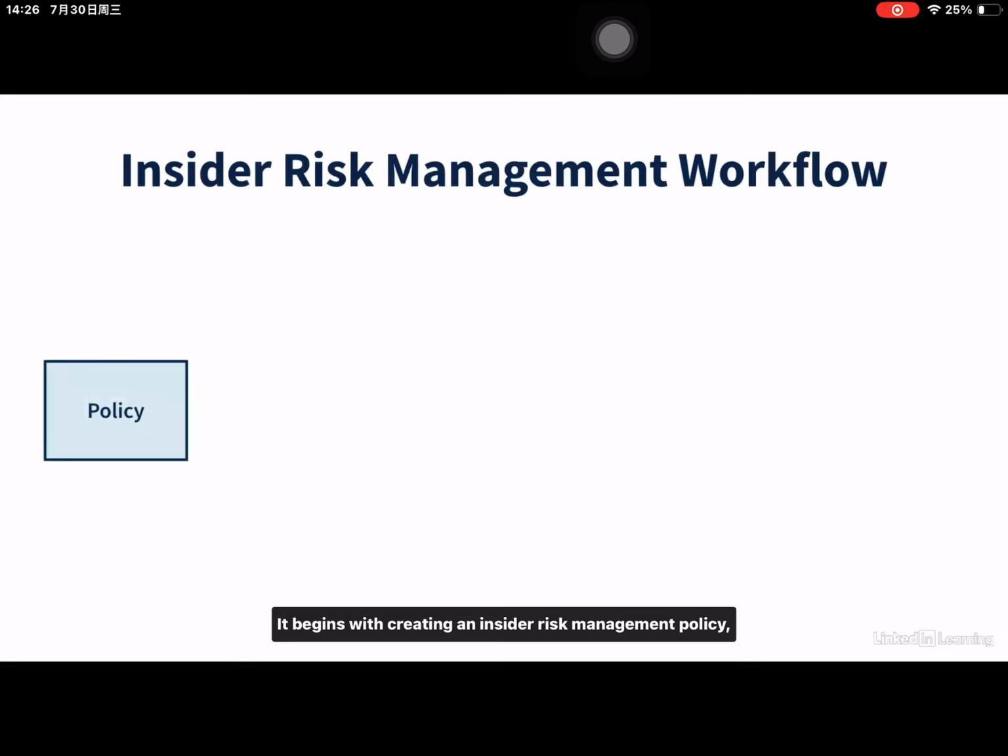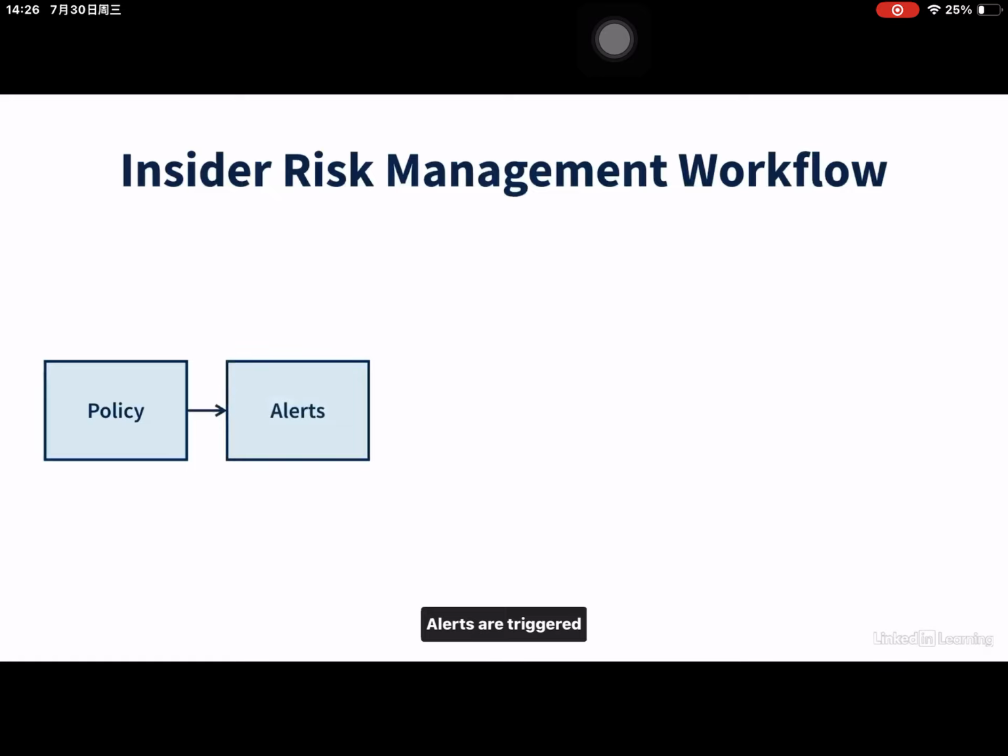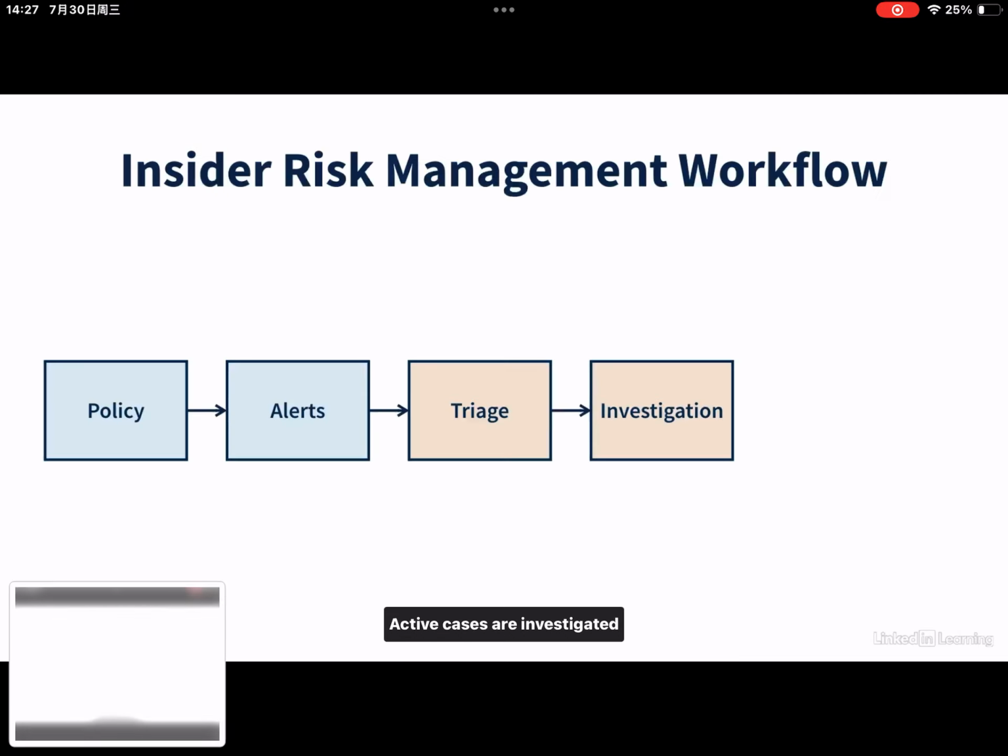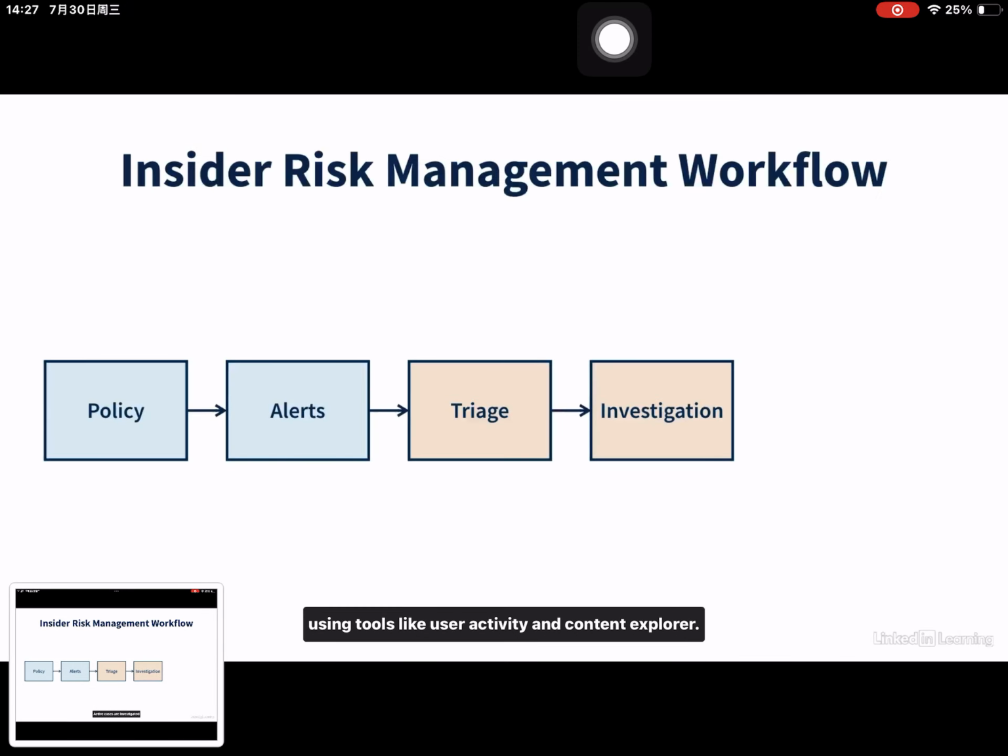It begins with creating an insider risk management policy, which defines the risk signals and the policy conditions. You can also choose a policy template to get started. Alerts are triggered when risk indicators match policy conditions. Next, reviewers assess and triage the alerts, deciding whether to create a new case, add to an existing case, or close the alert. Active cases are investigated using tools like User Activity and Content Explorer.